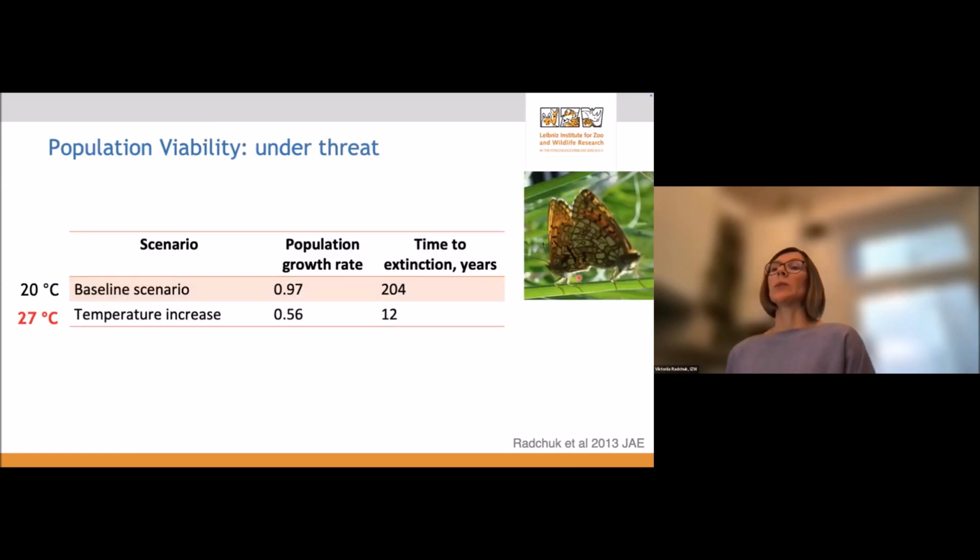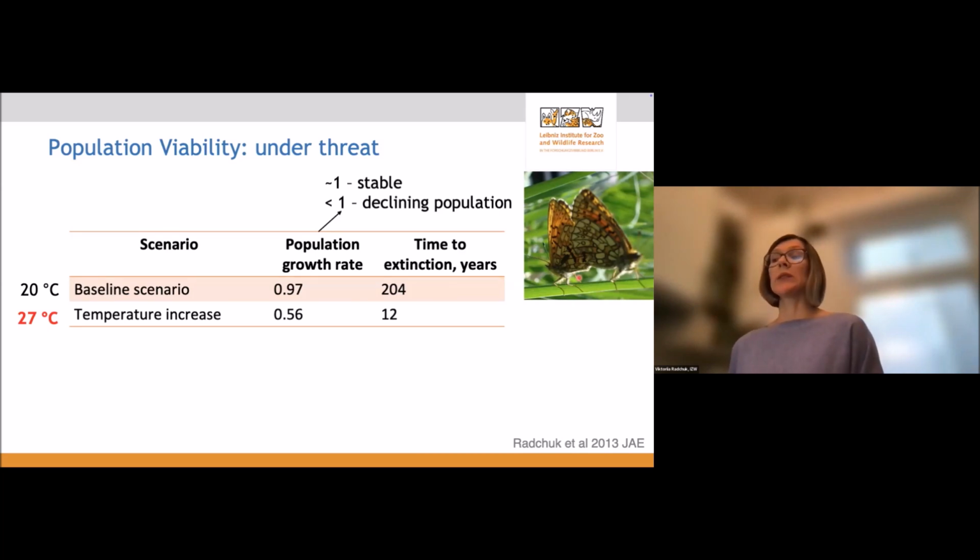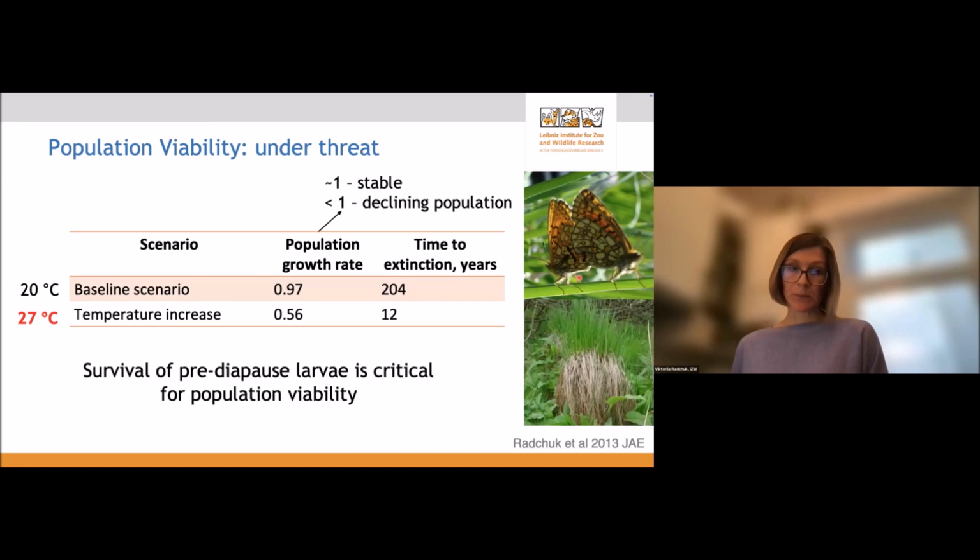growth rate. So in a baseline scenario, we found the population growth rate was 0.97, which is less than 1, and so is typically interpreted as a decline in population. Under the very high scenario, which is a rather unlikely temperature scenario for Europe within this century, the population would decline with a growth rate of 0.56 and an associated time to extinction of 12 years.